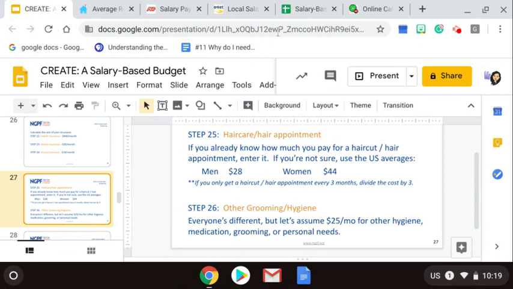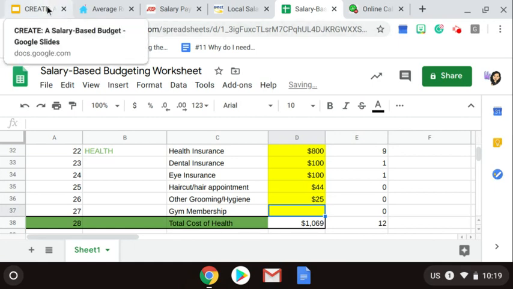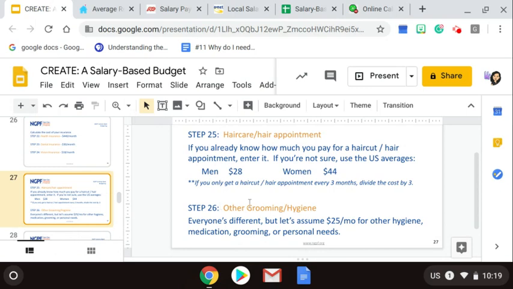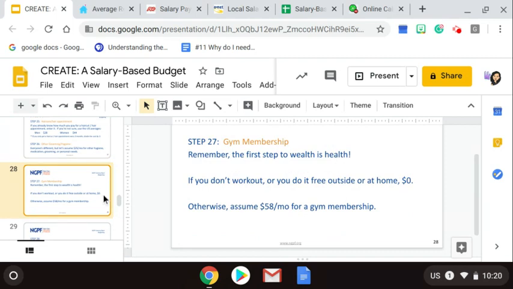So I'm going to put 44. I think $25 a month is, I don't know, but that could be me. It's on you what you want to put. You don't have to necessarily follow these numbers. You could just be very realistic, and ask around. Ask your parents, how much do you spend on this?